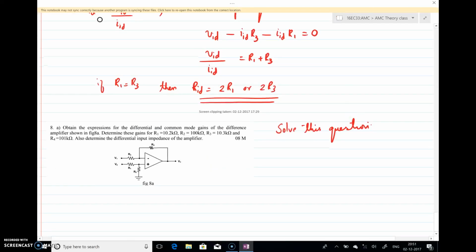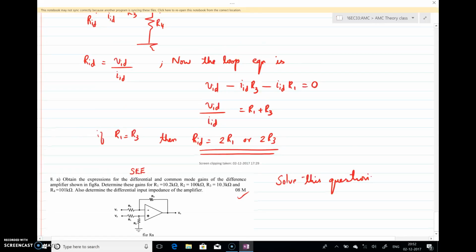So this is a question which was asked in the semester end exam, the last fast track exam. You can look at the question: obtain the expressions for the differential and common mode gain of the difference amplifier shown in figure 8a. You can derive the same expressions as above, and after getting the expressions, you can substitute the values for R1, R2, R3 and R4, get the values of the gains, and also determine the differential input impedance. It is for 8 marks. So you can try this question. It's all about the difference amplifier, and in the next lecture we'll see a few more applications of op-amp. Thank you.